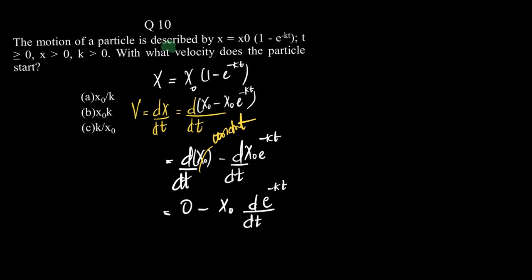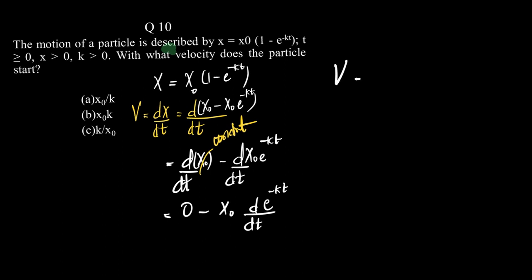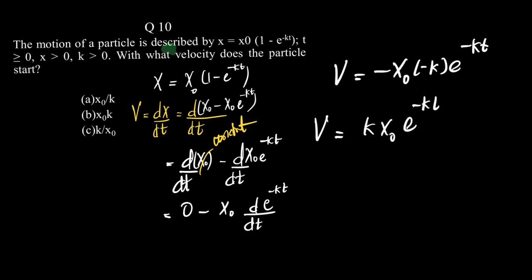Now, this basically means that velocity is equal to minus x0 into the derivative of e^(−kt). It is basically −k e^(−kt), right? So what is v? v is basically k x0 e^(−kt). What is the question? The question is not to find the velocity time relation, right? So this is basically the velocity time relation. What are we asked to find? Velocity when the particle starts.